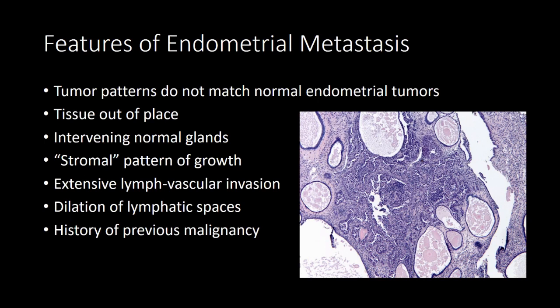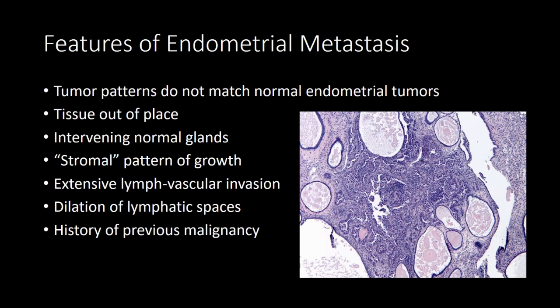Tissue that looks out of place can often be a sign that you're dealing with a metastasis. Again, like I said, if there's a stromal pattern of growth, in other words, if the tumor seems to be limited to the stroma only, doesn't seem to be involving the glands around it, and is growing in around glands, you should be worried. Another feature would be extensive lymphovascular space invasion, especially when it's out of proportion to the amount of tumor that you have. Now, in this case, I don't think that that was really the case.